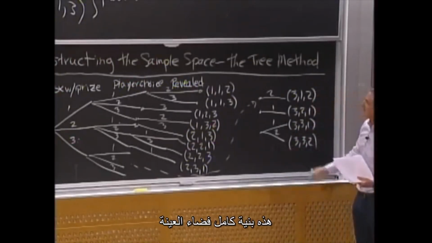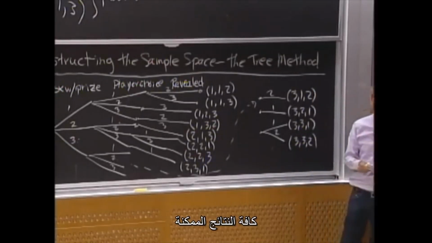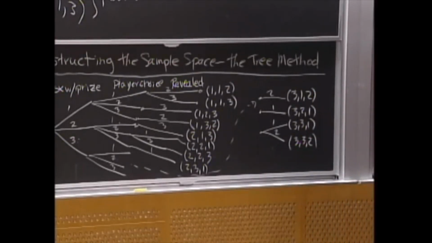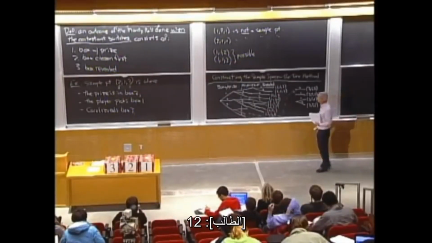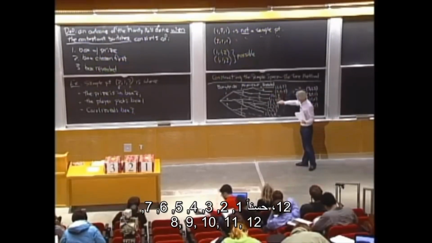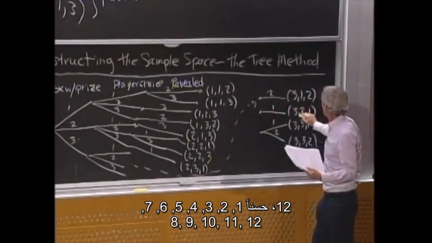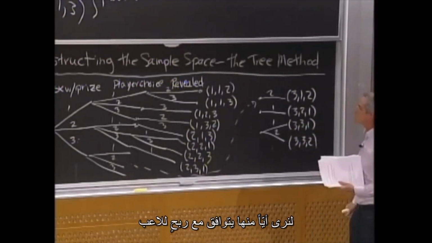All right, that is now the construction of the entire sample space. All the possible outcomes. How many sample points are there here? How many possible outcomes? 12. 1, 2, 3, 4, 5, 6, 7, 8, 9, 10, 11, 12. Okay. Let's see which ones correspond to victory for the player.